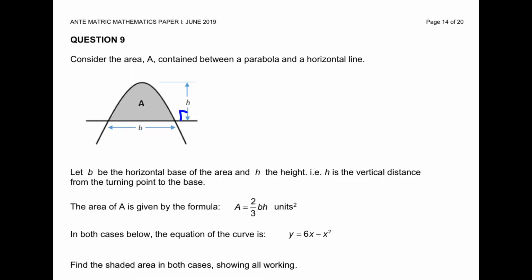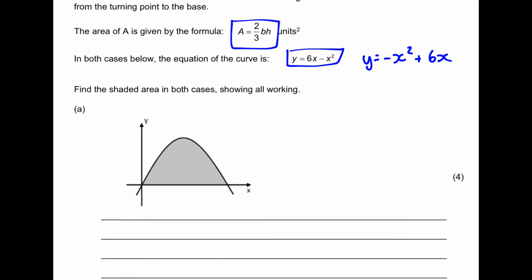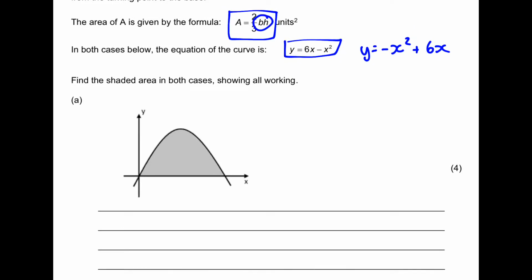The area of A is given by the formula A equals 2/3 BH units squared, and the equation of the curve is y is equal to 6x minus x squared. If you want to work with that in standard form, it might be a bit easier for you as well, so I would just rewrite it as minus x squared plus 6x. Find the shaded area in both cases, showing all the working out. So we need to find the B and the H value. So now remember, this is the B value, and this here is the H value, which is in line with our turning point.